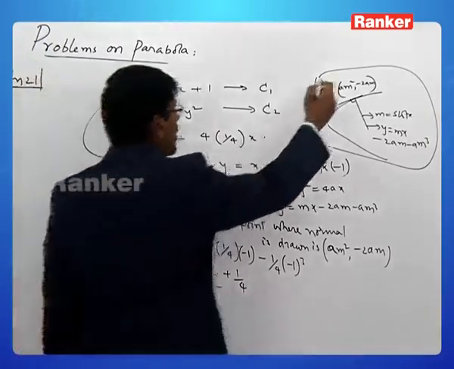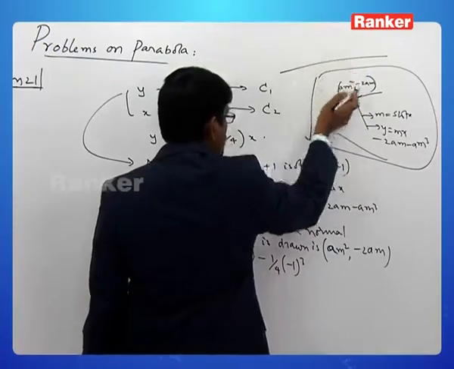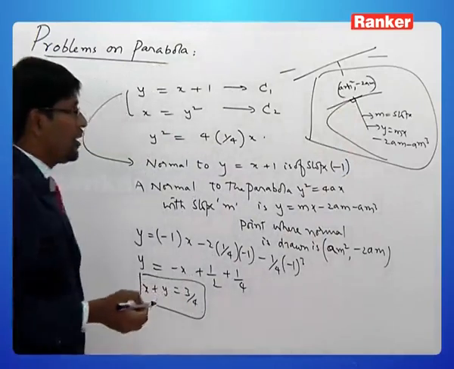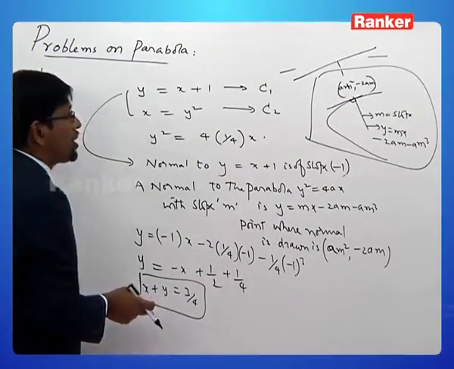So I have a line like this, and a normal to this and also normal to this. So I can find that out. So what is that?